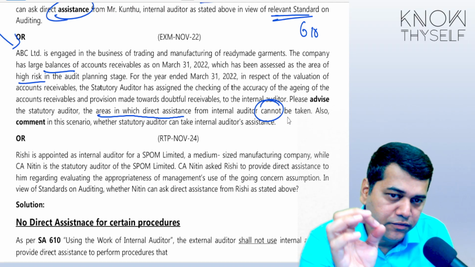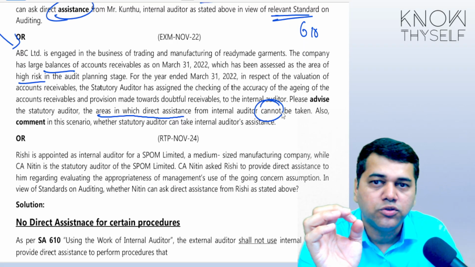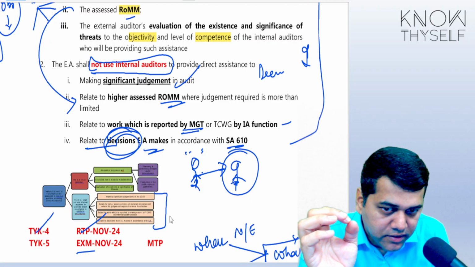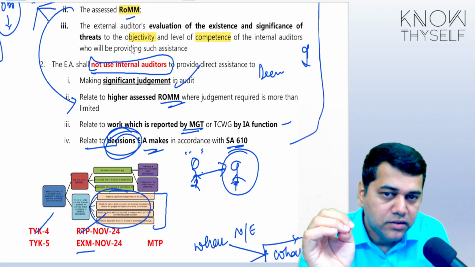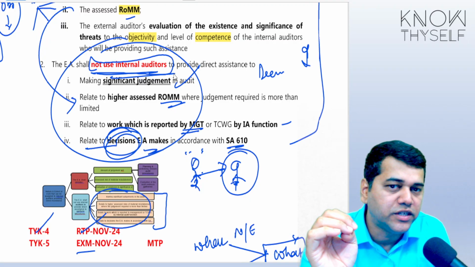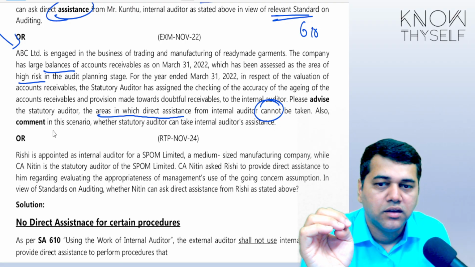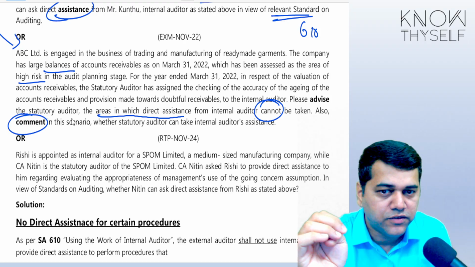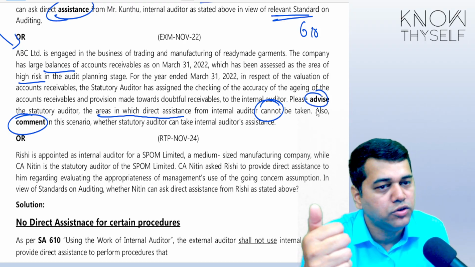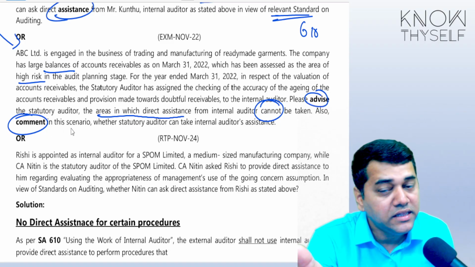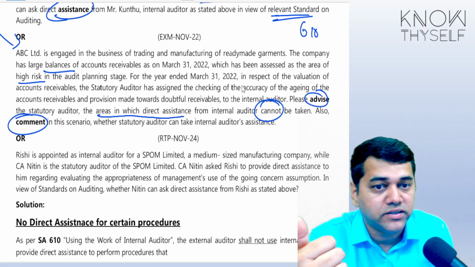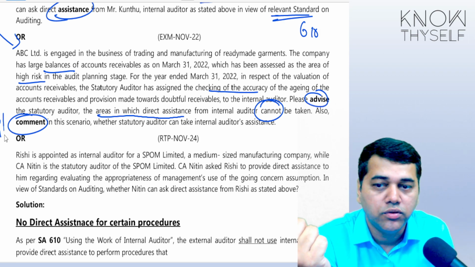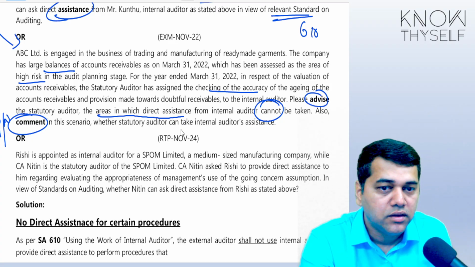So in this case, it is very specifically told, so you are expected to write this pair, this, not to use the internal auditor. Comment, also comment in this. See, first they ask you which areas, advise, you will write 4 areas. Comment in this scenario. Now, the question is, can you use them for checking the accuracy of the aging? Yes or no? That's what you need to comment.